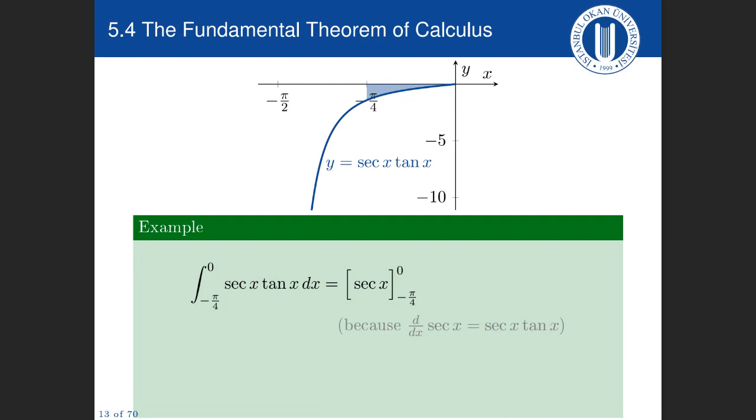What is an antiderivative of sec x tan x? An antiderivative is sec x, because if we differentiate sec x, we get sec x tan x. So we're going to be calculating sec x at 0 minus sec x at minus pi over 4. Sec of 0 is 1, and sec, or 1 divided by cos, of minus pi over 4 is root 2. So 1 minus root 2. Root 2 is about 1.4, so yes, this is a negative number.